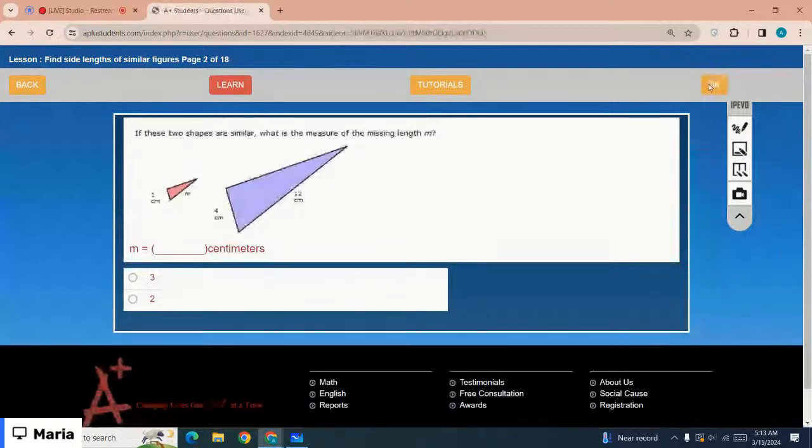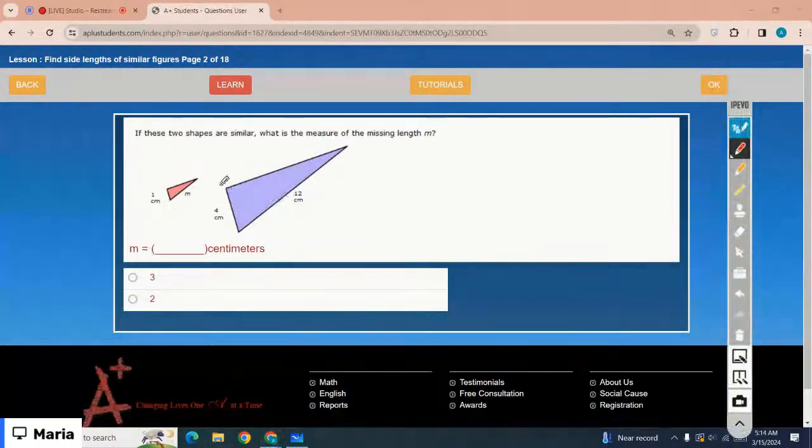Okay, if these two shapes are similar, what is the measure of the missing length M? You have to find the missing length M. So just form a proportion between the similar sides. Here you have 1 and 4, they are similar. So 1 divided by 4. Here you have M and here you have 12. So that is M divided by 12. Now solve this equation for M, right? Just cross multiply.